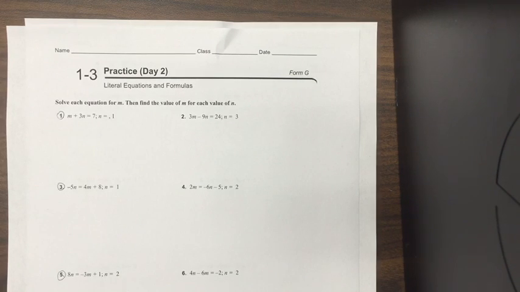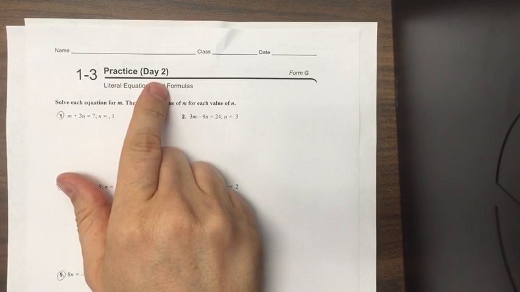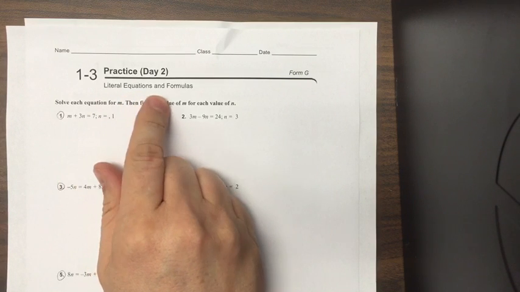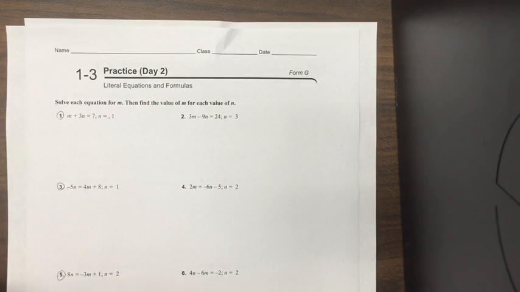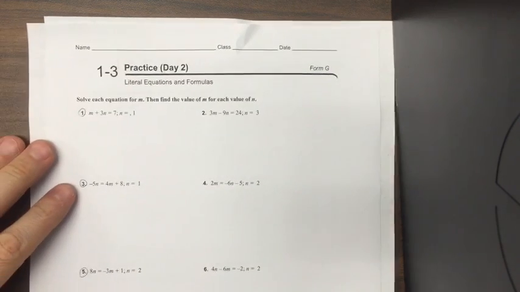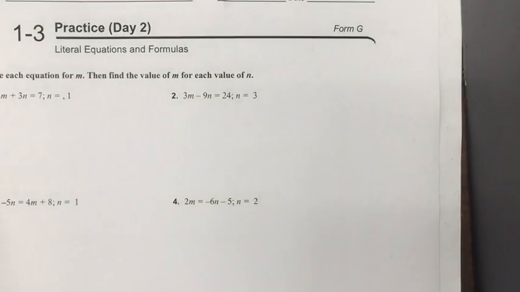All right, this is 1-3 practice day 2 of literal equations and formulas. Now, when I go through these, I might go through a little fast at times, but the purpose of the video is for you to be able to pause it, rewind, whatever you need. If I go too slow, I don't want the video to drag on, but I'll also try to slow down and point out key things as they come up. So let's go ahead and do number 1.